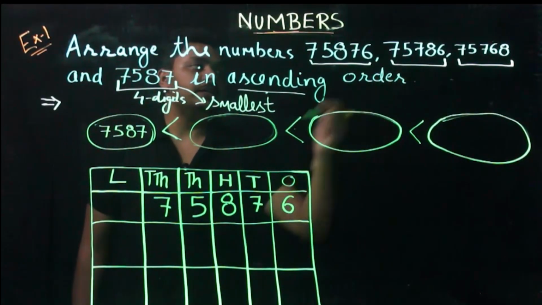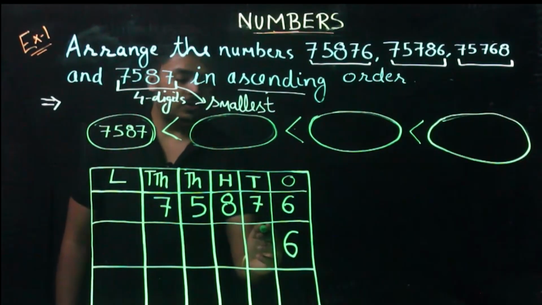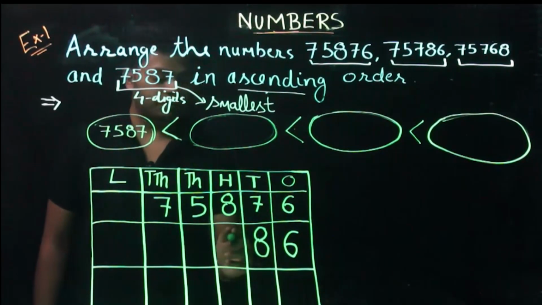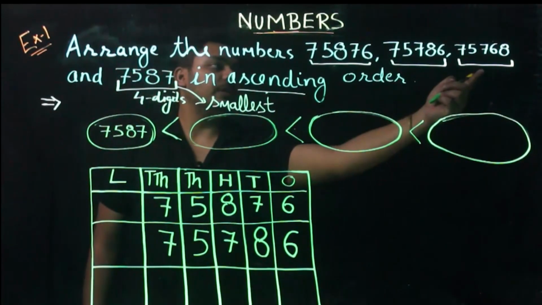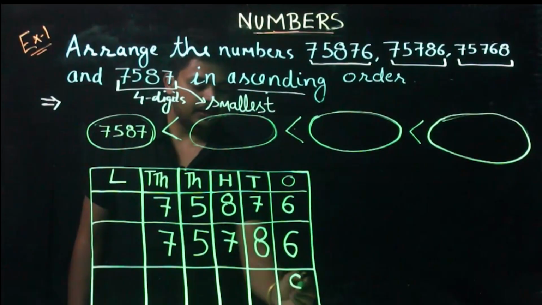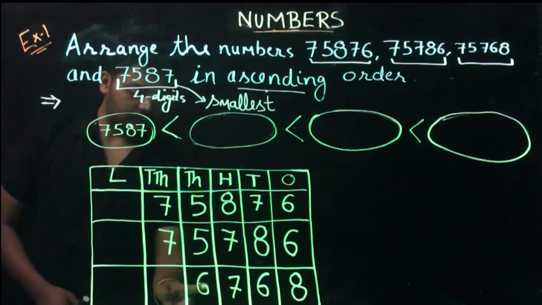Now second number, and the last digit is 6. In tens column it is 8, then 7 in hundreds column, 5 and again 7. And our third number, last digit is 8. In tens column it is 6, 7, not 6, it is 5.